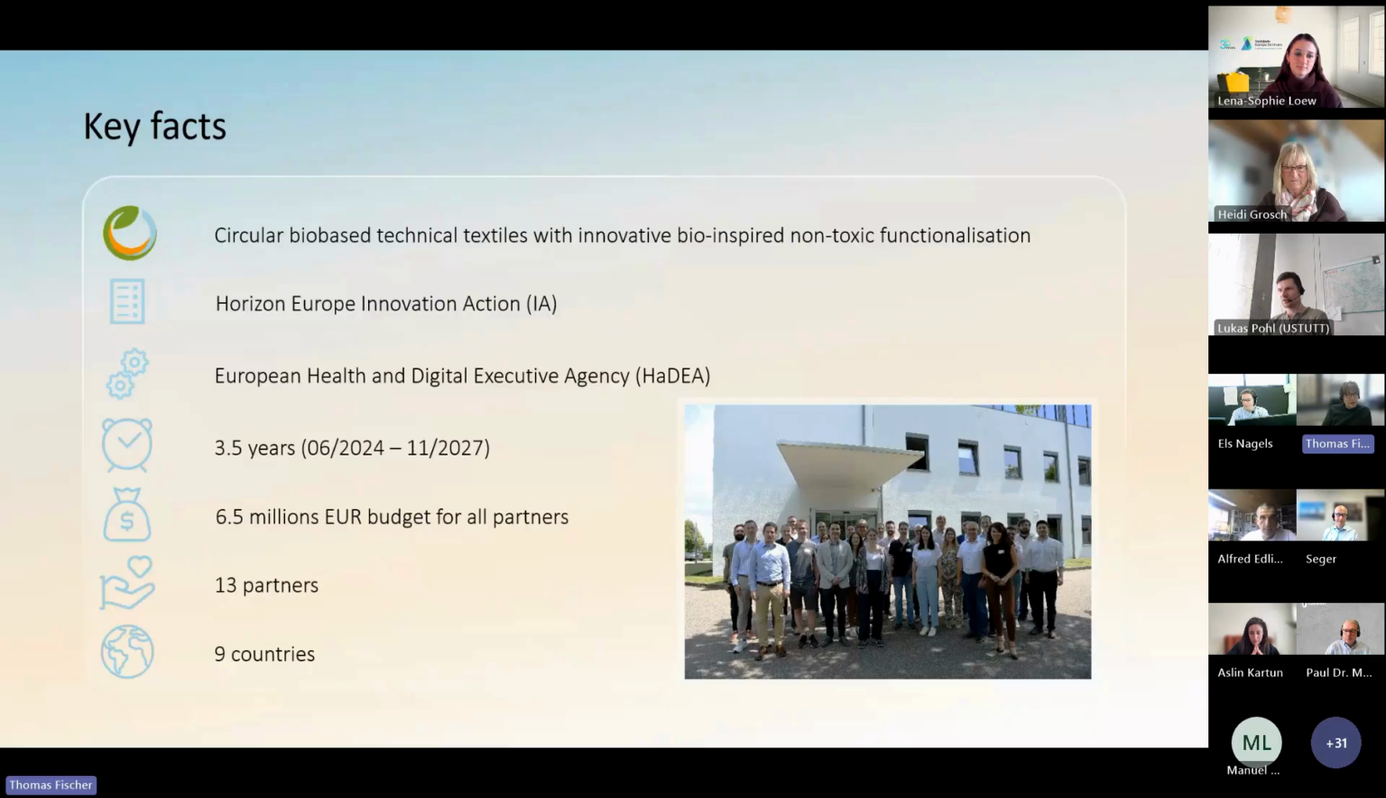We are dealing with circular bio-based technical textiles. So we have bio-based materials that we put into the textile supply chain, and we have a really cool and new, innovative, biomimetic-inspired, non-toxic functionalization. And I will show you in a minute what this means.